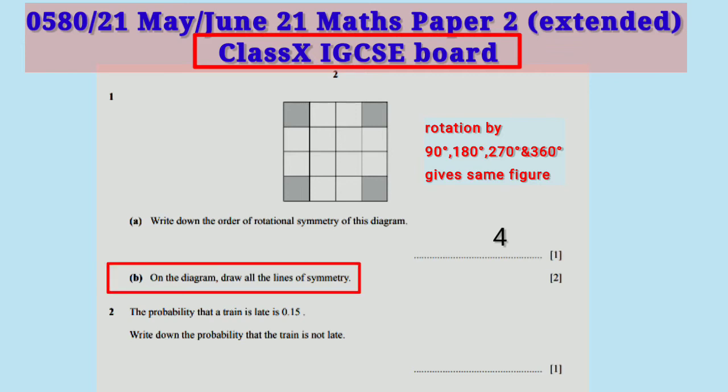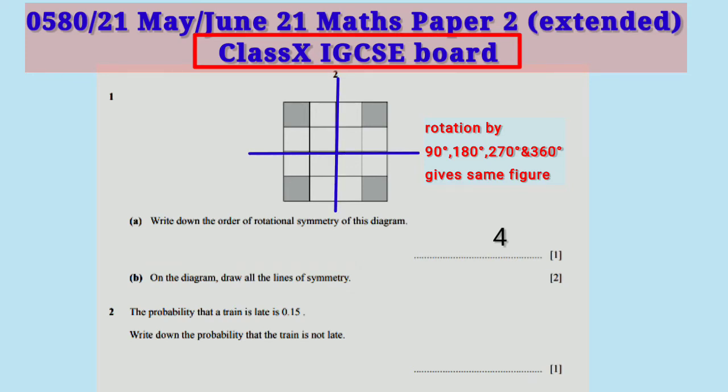B part of the question. On the diagram, draw all lines of symmetry. The 4 axes of symmetry for this diagram are 2 passing through midpoints of opposite sides and 2 diagonals.